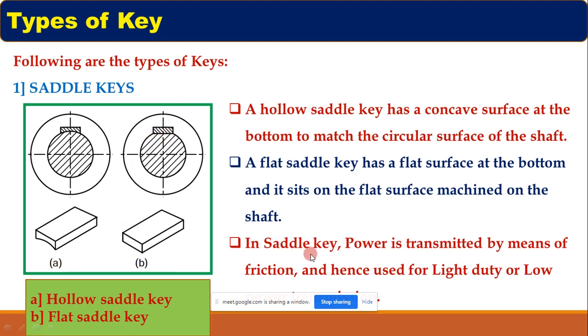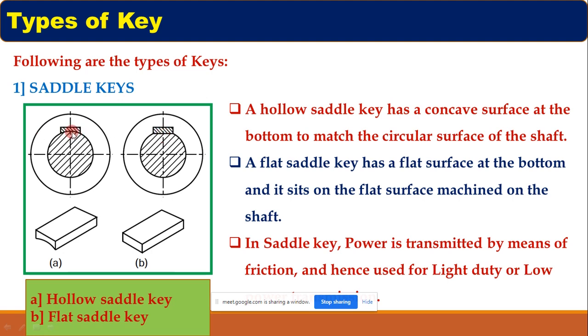Okay, most important point in the saddle key: power is transmitted by means of friction. Hence it is used for light duty or low power transmission. As you can see, in both the hollow saddle key and the flat saddle key, the keyway is not present in the shaft. Keyway is only present in the hub. So the key is inserted only in the keyway of the hub in both cases.